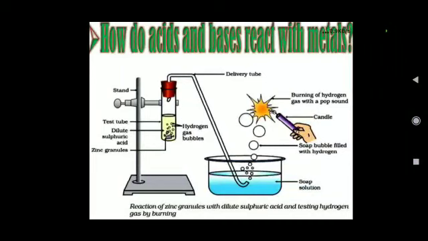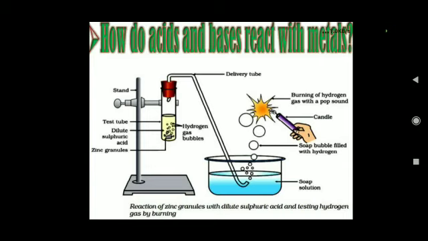Today, we will understand the chemical properties of acids and bases. So, first of all, how do acids and bases react with metals? In the diagram, you can see that we have taken HCl and a metal zinc in the test tube.